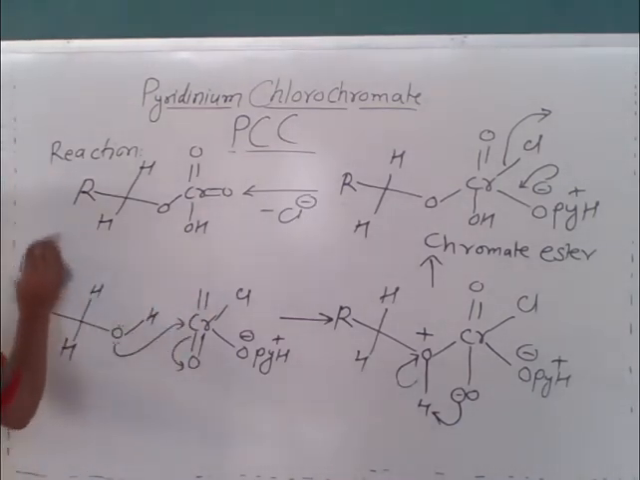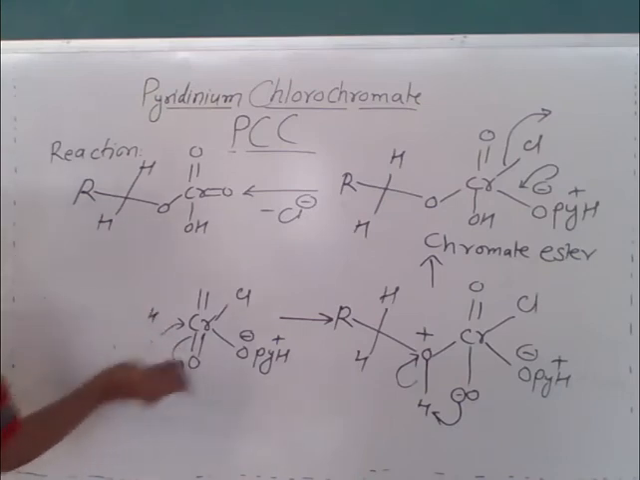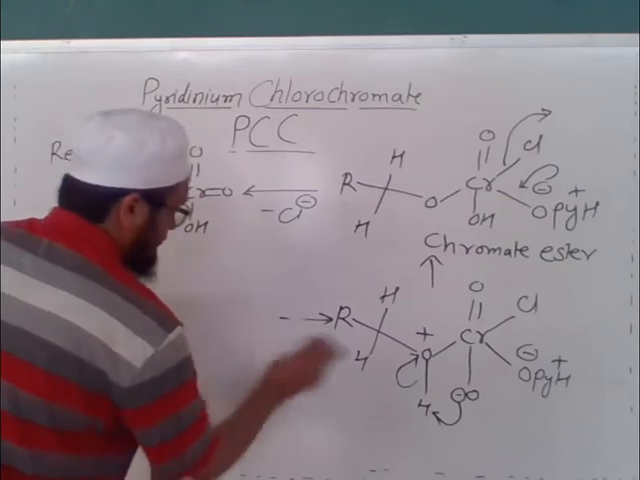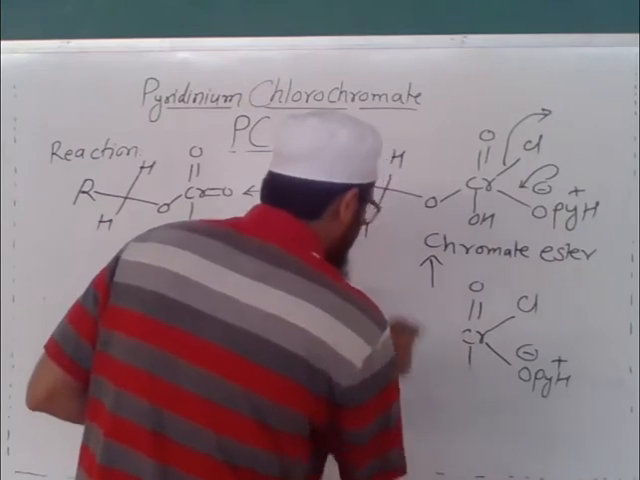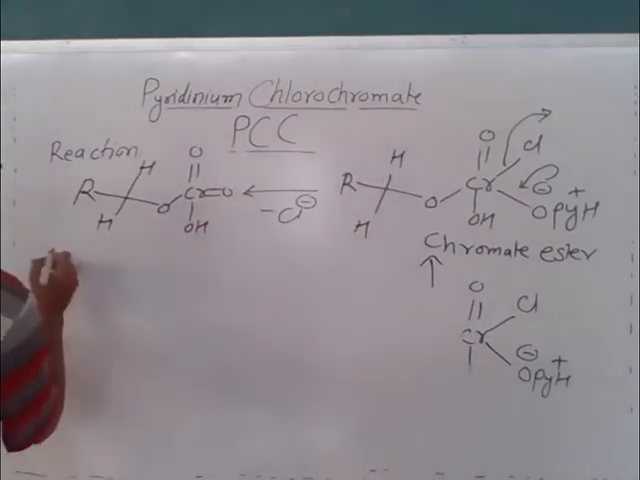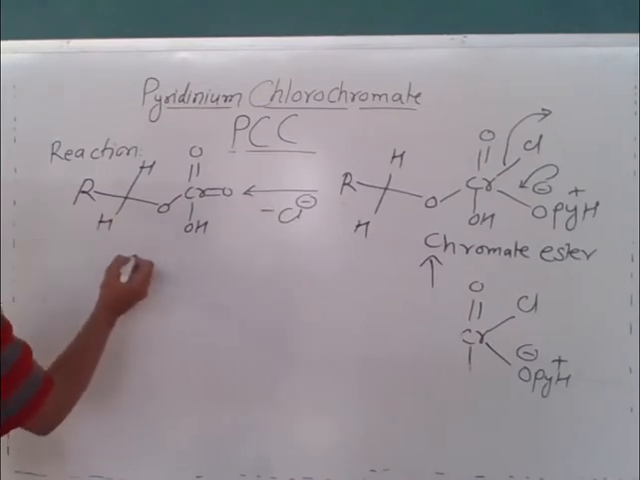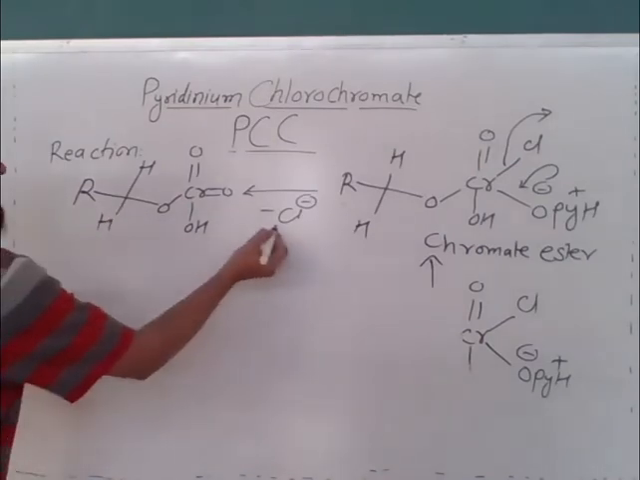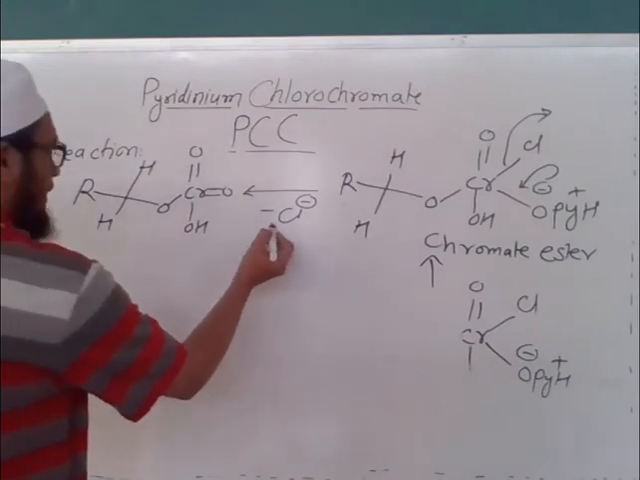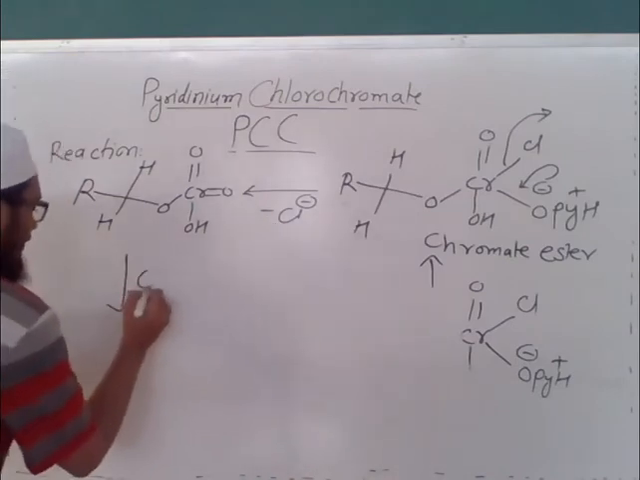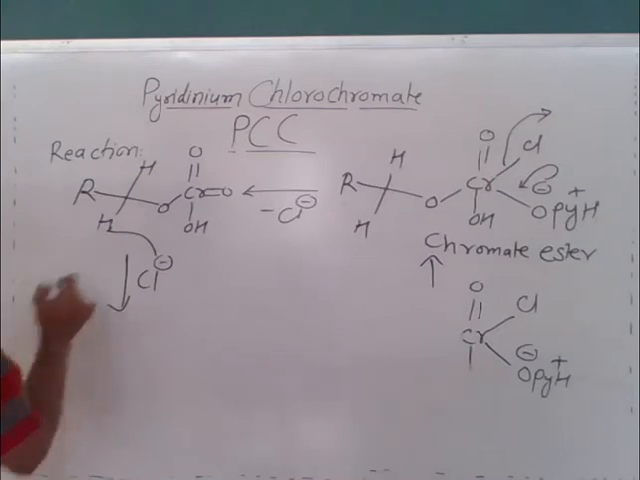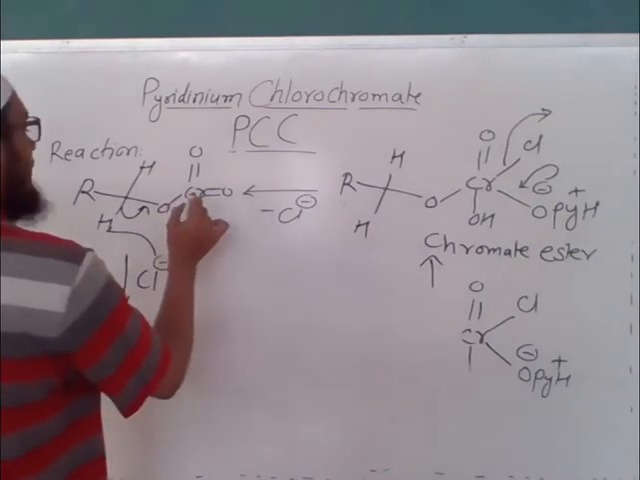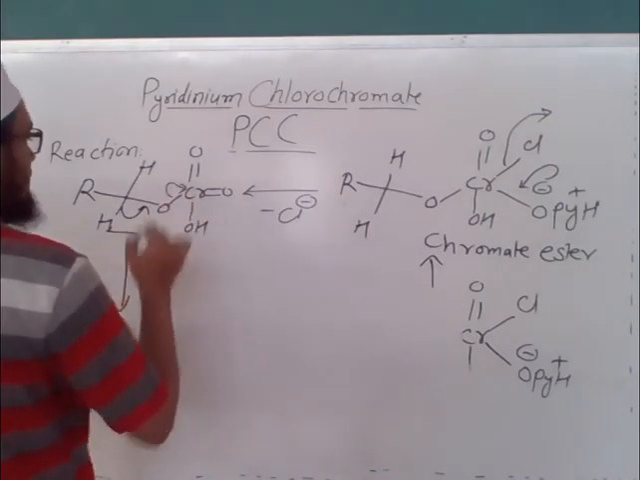Just look here. Nothing special will happen in the next step. Let me write here. The next step is alpha hydrogen elimination. So this free chloride ion will abstract this hydrogen, and this carbon-hydrogen bond electron will shift towards the carbon-oxygen double bond, and this chromium-oxygen bond electron will shift towards chromium.